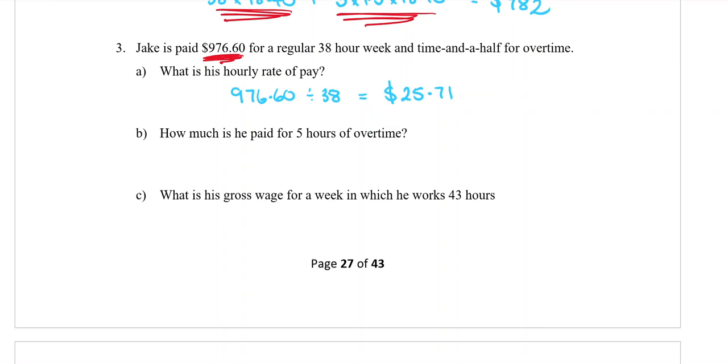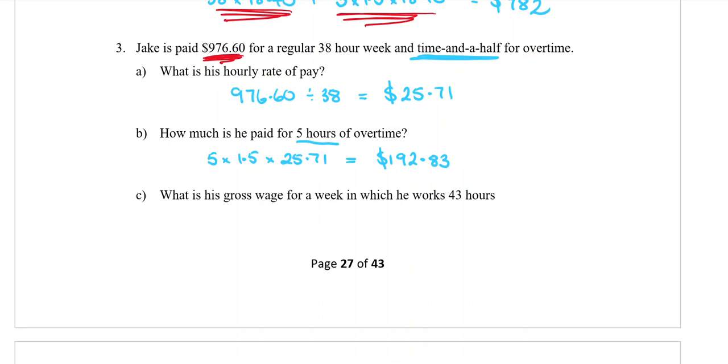Part B. How much is he going to get paid for 5 hours of overtime? And remember that his overtime is time and a half. So he gets 5 hours times 1.5 times his hourly rate, which was the $25.71 that we worked out. That is $192.83.